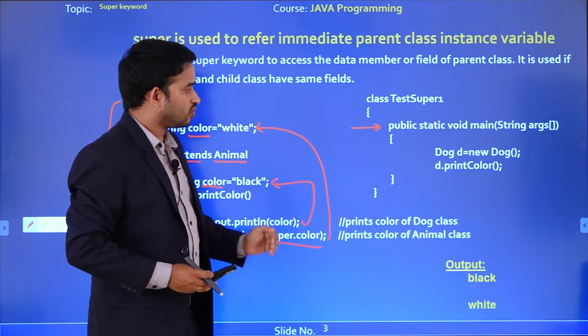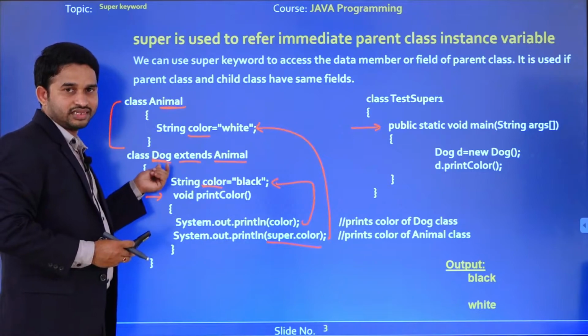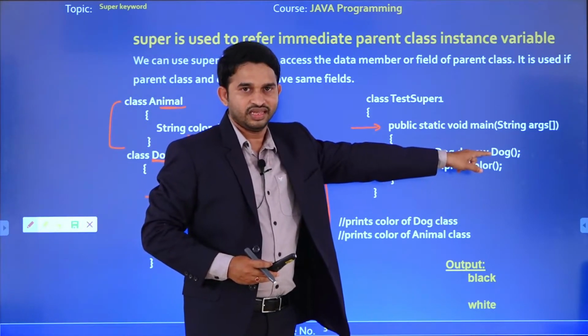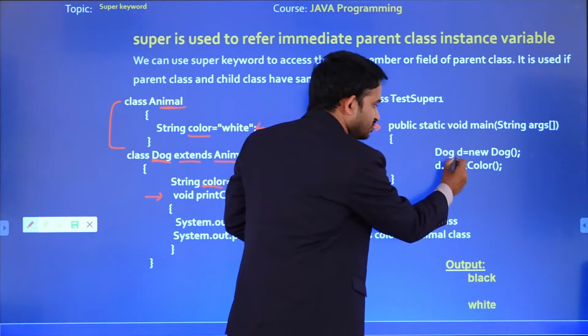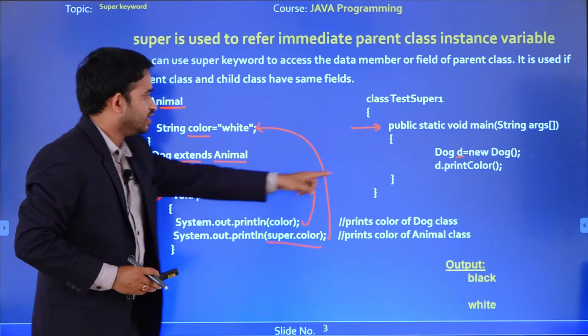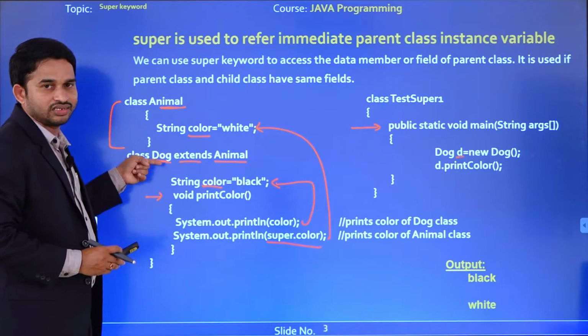Inside this, I am creating an object for this subclass. What is the subclass here? The name of the subclass? Dog. So Dog d = new Dog(). Here d is the object. By using this object, I am going to call d.printColor(). So where is printColor? Inside the Dog subclass, right?